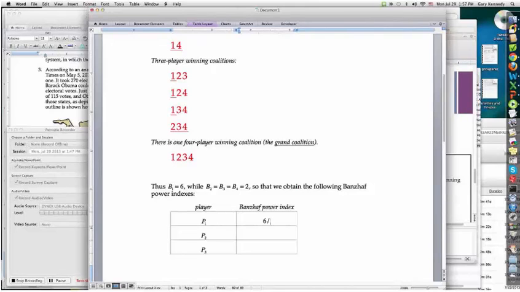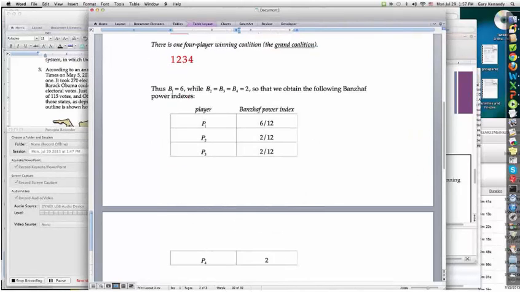So it's 6 over 12, and 2 over 12, and 2 over 12, and unfortunately the next one is on my next page. But there it is, 2 out of 12. Of course, these fractions can be reduced. This is equal to 1/2. So the Banzhaf power index for the first player is 1/2. For the other players, it's always 1/6. As I said, these numbers add up to 1. We should think that if the total power is 1, player 1 has half the power, and the other players each have an equal 1/6 of the power.